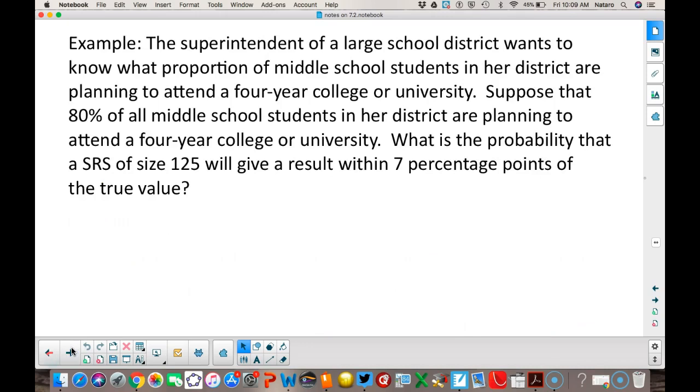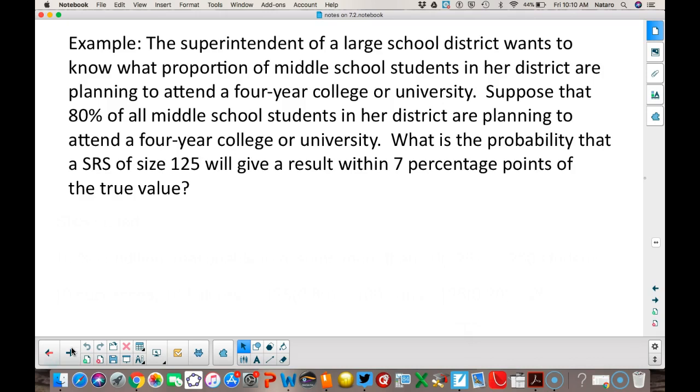In this example, the superintendent of a large school district wants to know what proportion of middle school students in her district are planning to attend a four-year college or university. Suppose that 80% of all middle school students in her district are planning to attend. Maybe that's based on data from a previous year, or maybe on a national average, but they have this hunch that it's 80%. What is the probability that a simple random sample of size 125 will give a result within 7 percentage points of the true value?